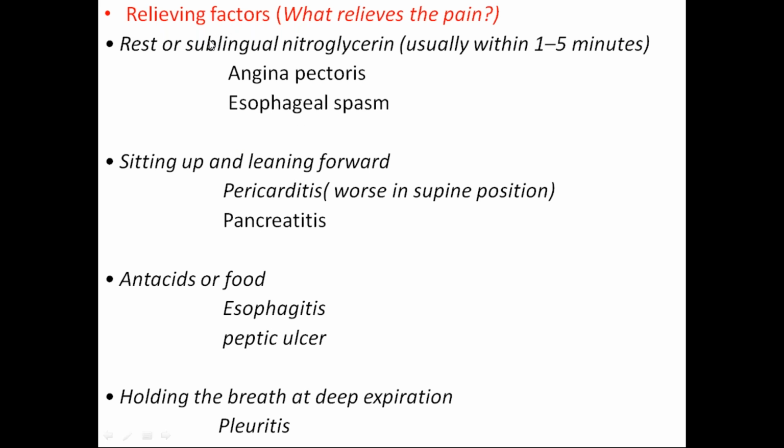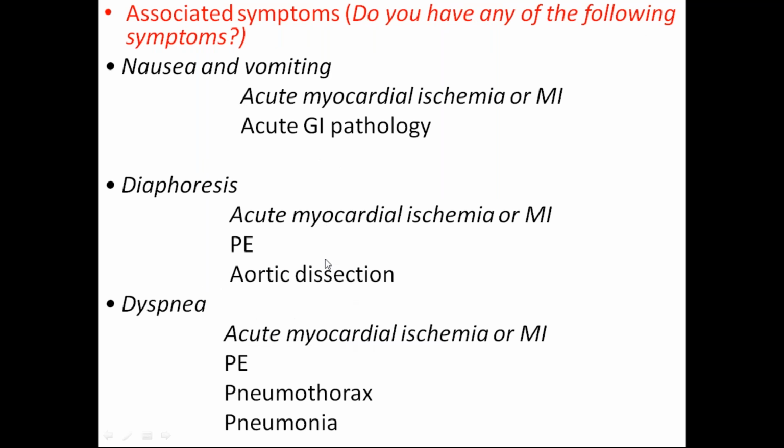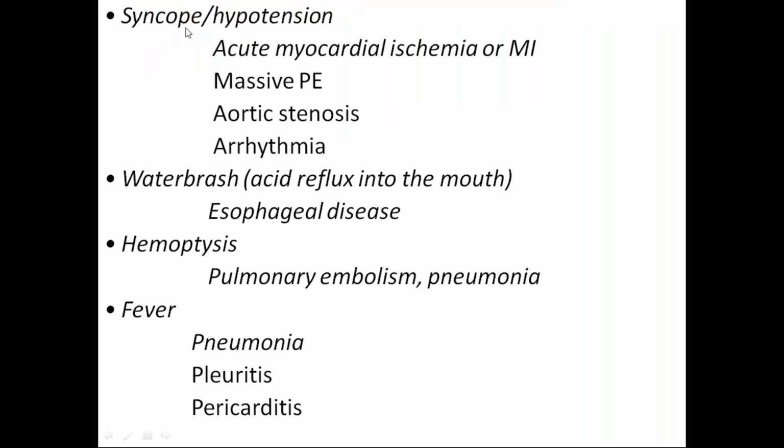And the relieving factors, association of relieving factors. Already we have seen with rest and nitrates, MI pain and esophageal spasm. Sitting up and leaning forward, very specific for pericarditis and pancreatitis. The patient in the emergency room can be seen sitting and leaning forward, pericarditis and pancreatitis. Relieved with antacids: peptic ulcer and esophagitis. Holding the breath at deep expiration is pleuritis. And the associated symptoms, which I have already described: nausea and vomiting, diaphoresis and dyspnea. Syncopal attack with MI. And the water brash, which occurs due to reflux. Hemoptysis typically presents in pulmonary embolism and pneumonia. And the fever, infective origin, like pericarditis and pleuritis and pneumonia.